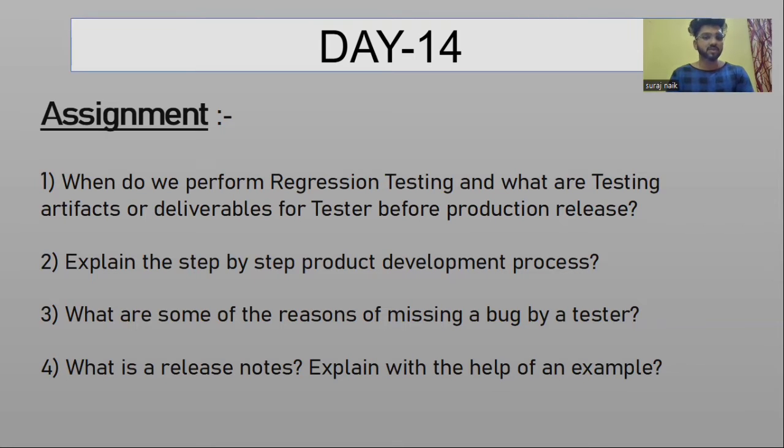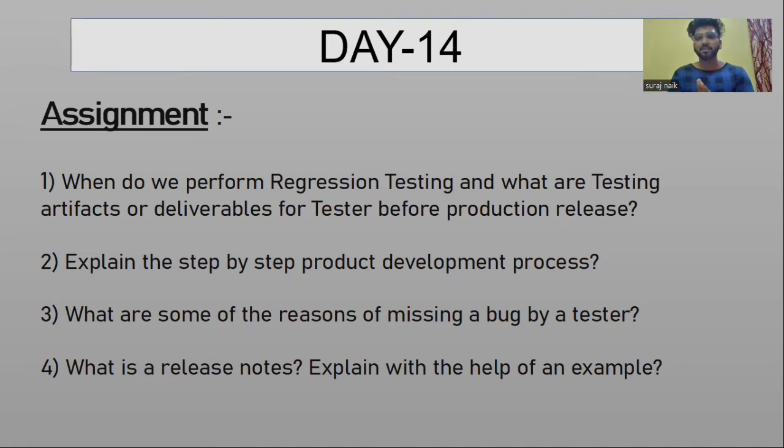So let's move on to the third question, which is, what are some of the reasons of missing a bug by the testers? There are many ways where the tester can miss the bug. The main reason can be the time pressure. Say for example, there is an urgent release or the next day release, and they are not getting the time to make a code freeze, and they are not able to test the particular build. So this can be a reason.